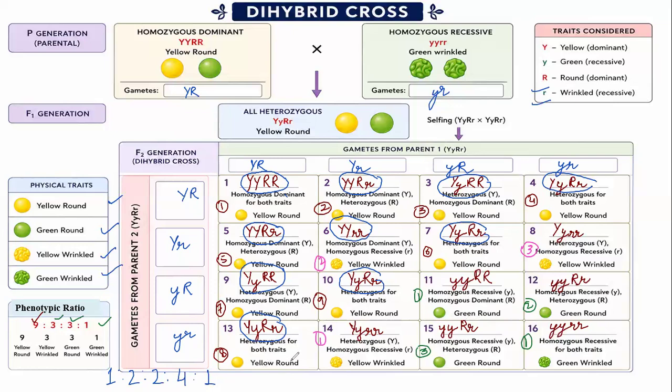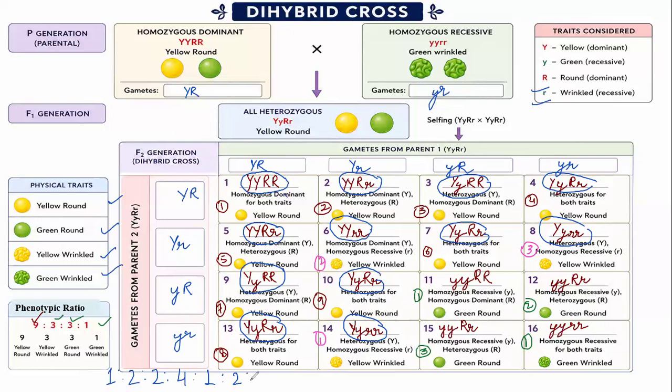Then there are only 2 with capital Y and small y, but both small r. Only 2 are there. See? Capital Y, small y, but both small r, right? Means both homozygous recessive. Heterozygous Y, but homozygous recessive R. How many are there? There are only two.